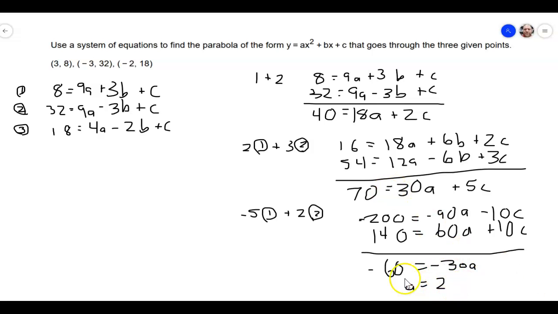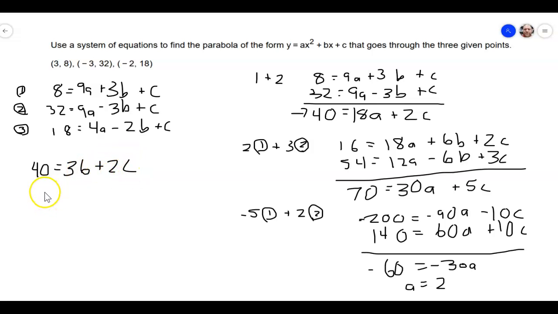Now that's the hard part. The hard part is getting just one of those variables there. So a is equal to 2, according to that. Now I can go back up here and I can put this into either one of these two equations. I'll put it into this one right here. So now I can do 40 is equal to 18 times 2. I'm going to put the 2 in there. That's going to be 36 plus 2c.